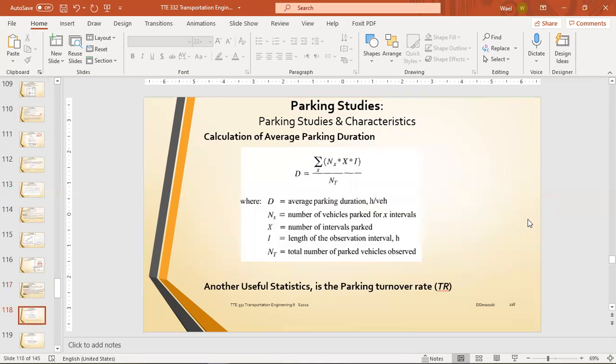After that, in order to calculate the average parking duration, basically we do the following. N_X is the number of vehicles parked for X intervals. We do the summation over X of N_X multiplied by X, the number of intervals parked, multiplied by I, the interval length, divided by N_T, the total number of parked vehicles observed. So basically, this is the summation of N multiplied by T, divided by N total. Here, multiplying by X gives us the time.